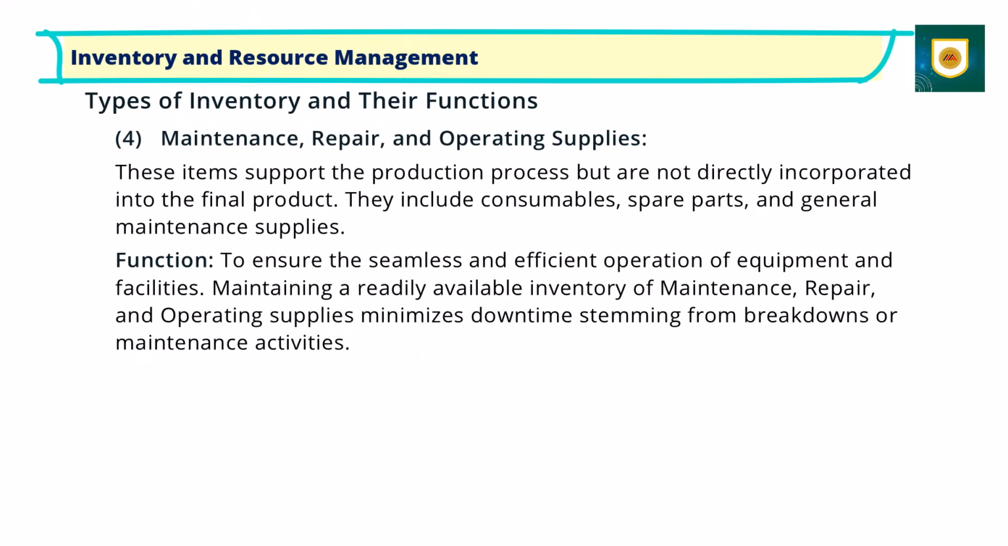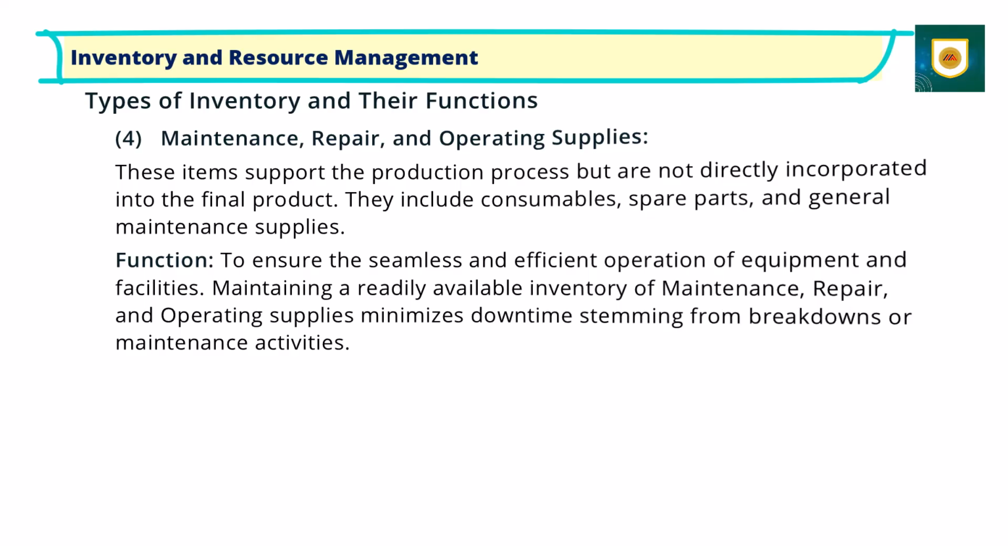4. Maintenance, repair, and operating supplies. These items support the production process but are not directly incorporated into the final product. They include consumables, spare parts, and general maintenance supplies. Function: to ensure the seamless and efficient operation of equipment and facilities. Maintaining a readily available inventory of maintenance, repair, and operating supplies minimizes downtime stemming from breakdowns or maintenance activities.